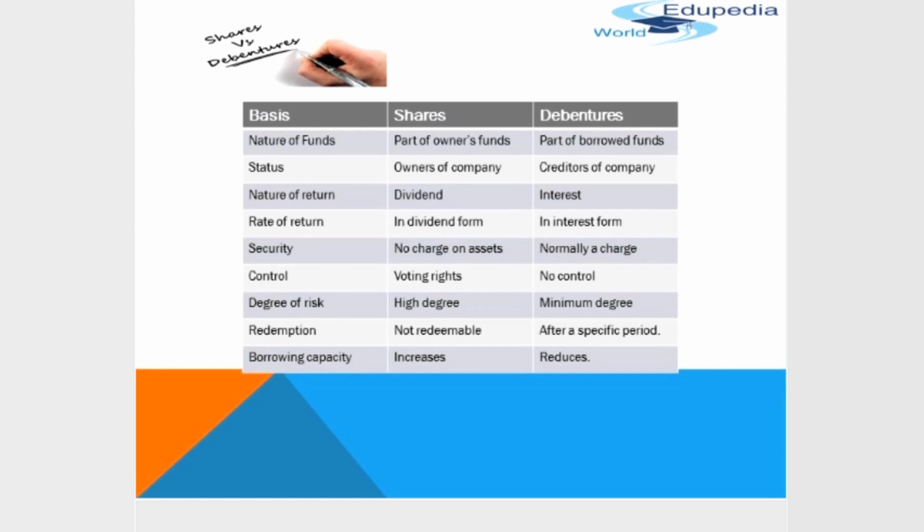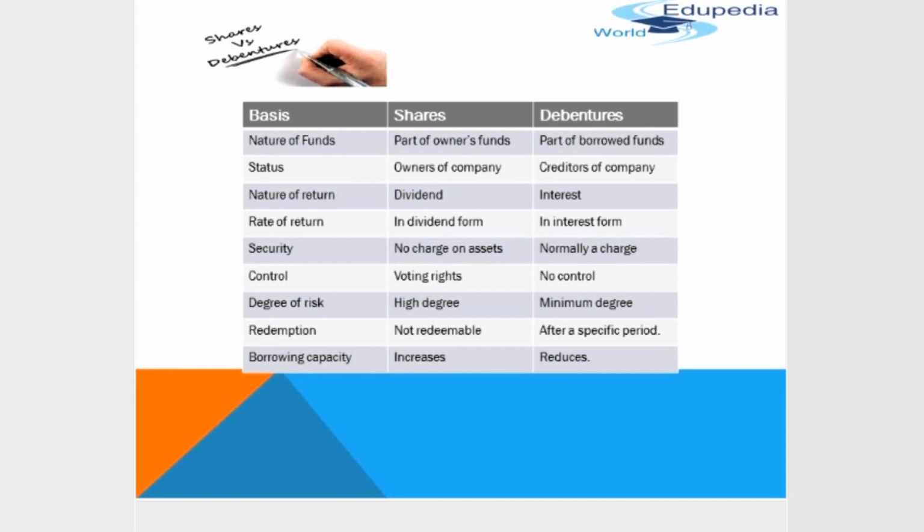Now coming to the next point, rate of return. In case of shares, a dividend fluctuates depending on the residual profits, whereas interest rate is fixed irrespective of the profit. As in case of shares, if the profits are there, dividend is declared, otherwise dividend may not be declared. Whereas in case of debentures, this is a fixed interest rate always received by the lender. Next point is security. Shares do not create any charge on assets of the company, whereas debentures usually have a charge on the assets of the company.